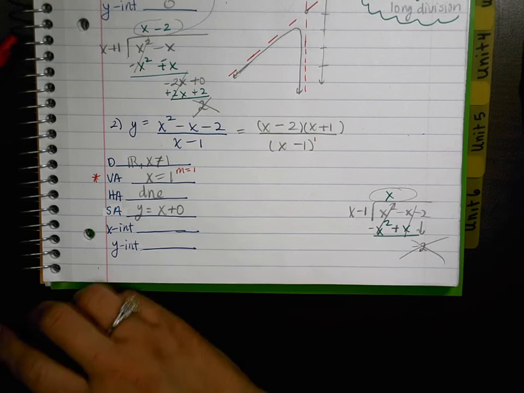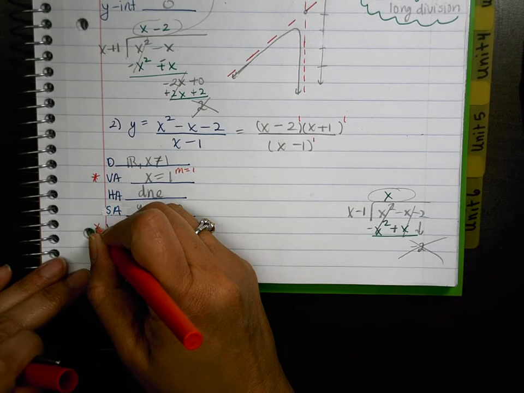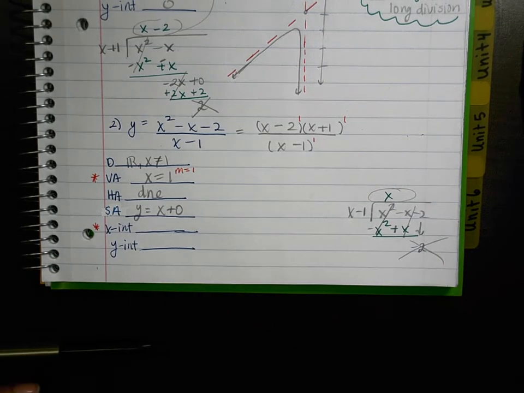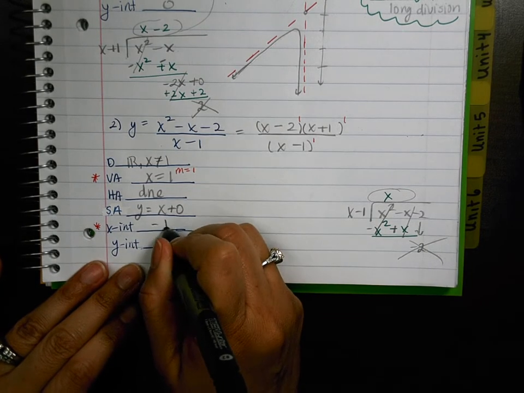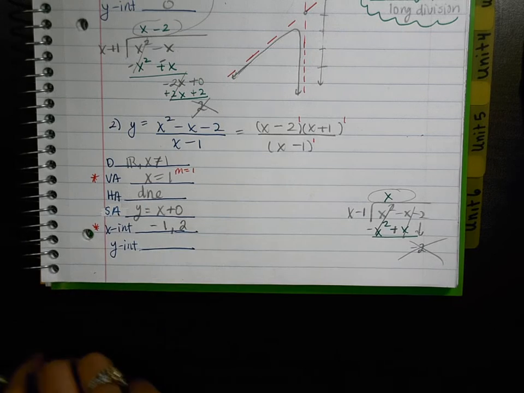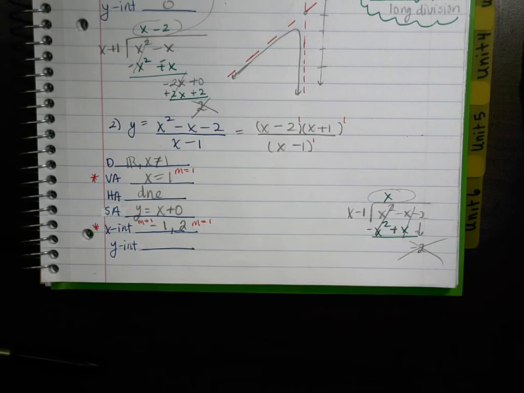X-intercepts, I'm going to let you guys do that now. X-intercepts, plug 0 in for y, but you only look at the what? Numerator, because the denominator can't equal 0. You end up with 2 x-intercepts, and they both have a multiplicity of 1. That's coming from the numerator. Anybody tell me what you got? Negative 1 and positive 2, and they both have a multiplicity of 1? Yes or no? Which means they're both going to cross.